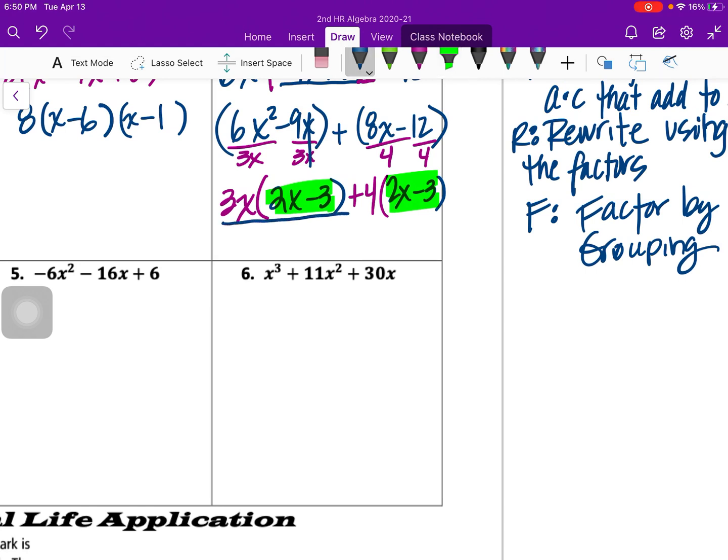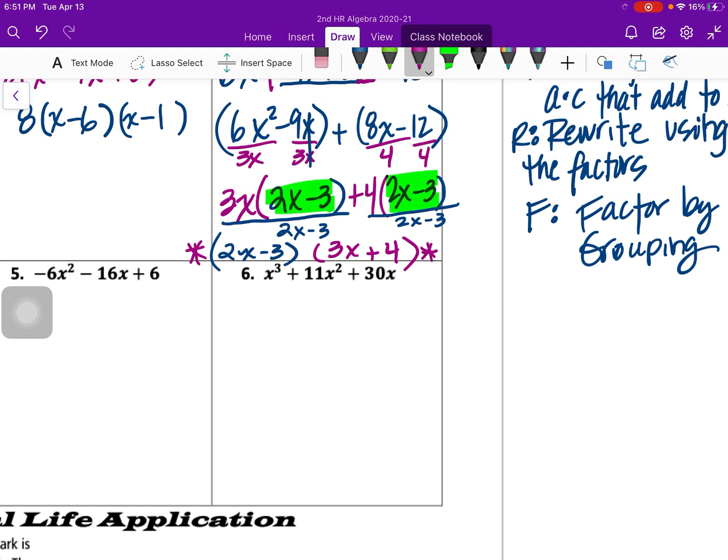So our very last step in factor by grouping is to factor out that common factor. Remember, this is a term and this is a term. So we're going to factor out from each term the common factor 2x minus 3. So that factor 2x minus 3, don't throw it away, goes in front. And what's left that we haven't used? 3x plus 4. Okay, so this is my final answer.